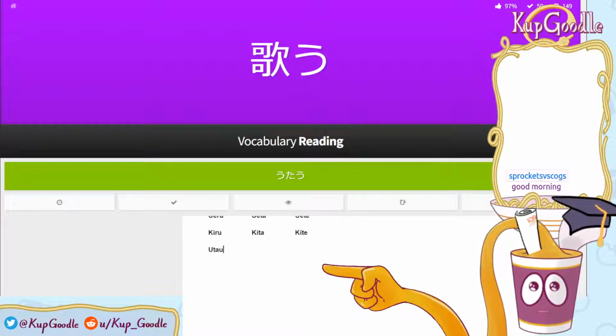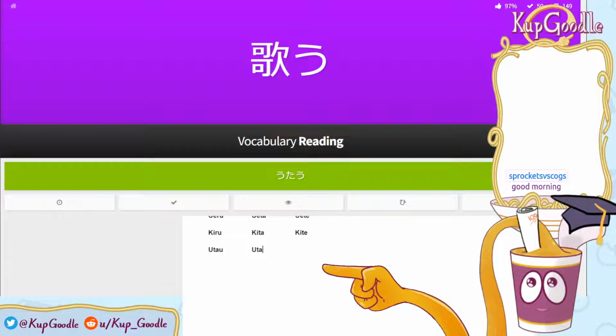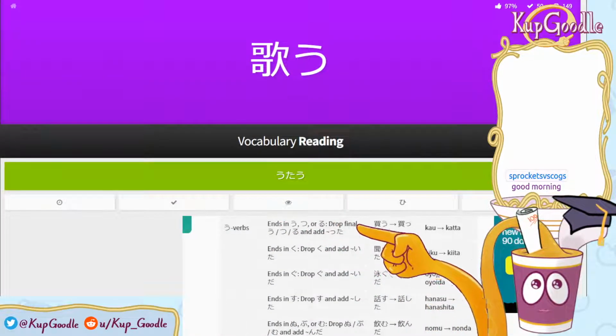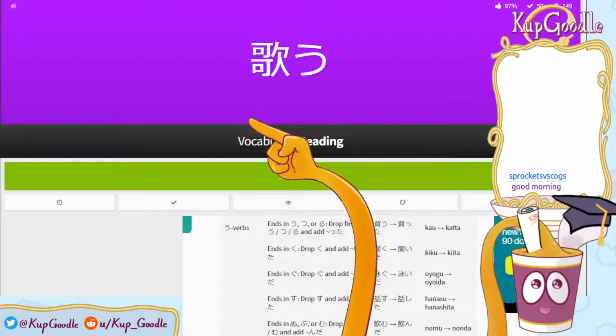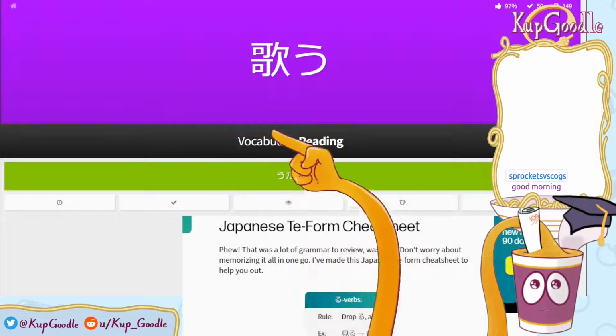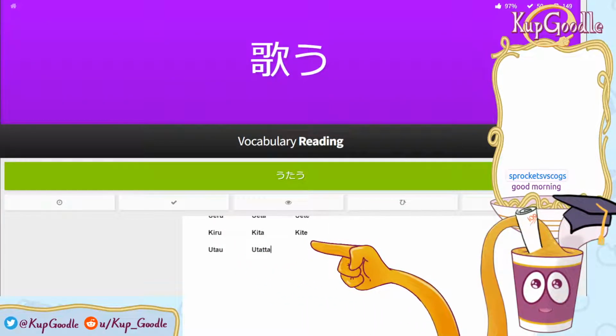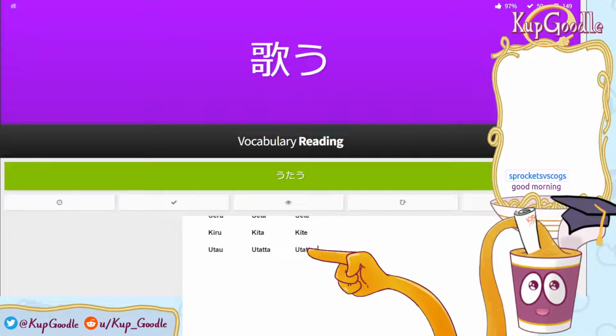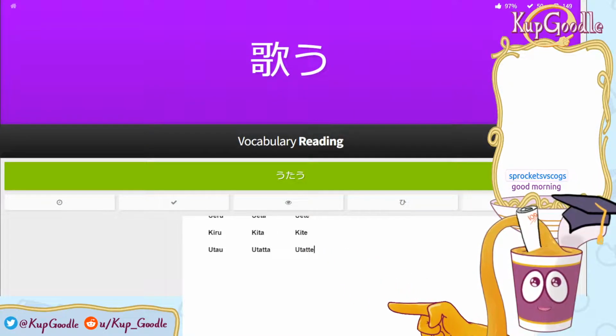Utao. Utao. The past tense in plain form would be uta. Utsuru goes to ta, so utata. That seems strange. That feels weird for utao. Probably because there's already a T. Utata, and that would be utate. I am singing. Utateiru.